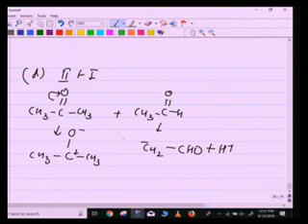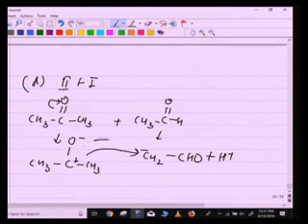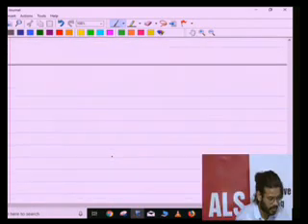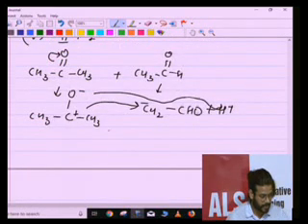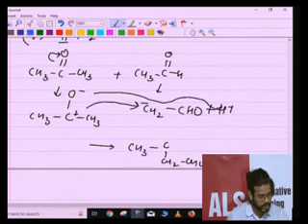Okay, and now the task is simple. I'll combine this positive with the negative of this carbon, and the negative of this with the positive of this hydrogen, and the product will be CH3, C, CH2, CHO, one CH3 is there, and OH.